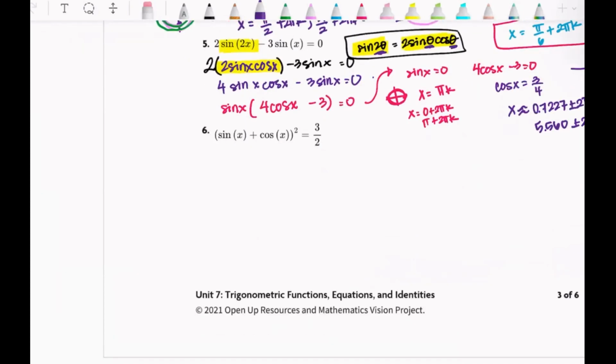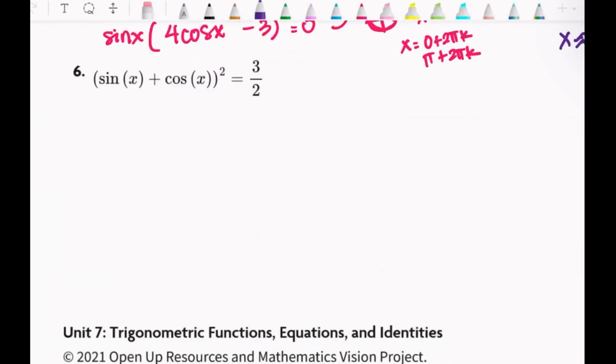All right, my last problem for today is going to be this one. Now, this one, students tend to do this one wrong because they want to distribute that squared, and you can't do that. Okay, you can prove it to yourself in many different ways using a calculator, but you cannot just square everything. That's not the way it works.